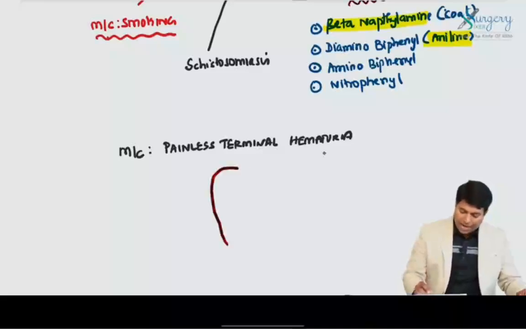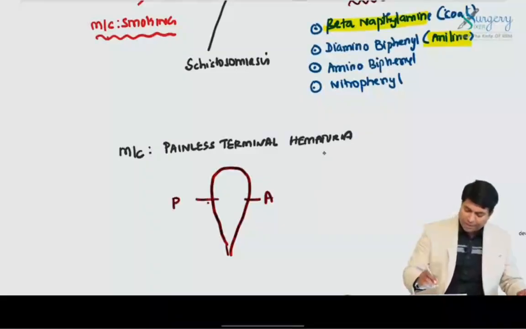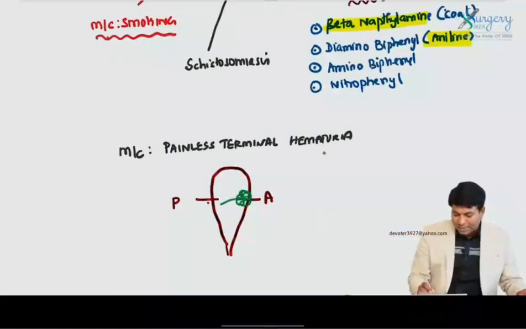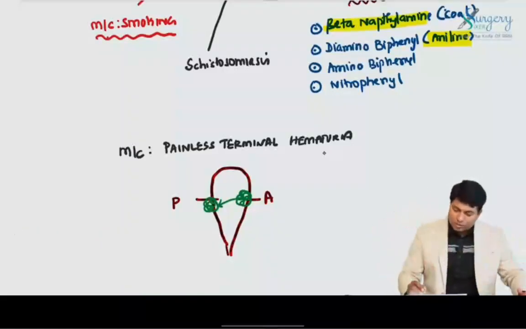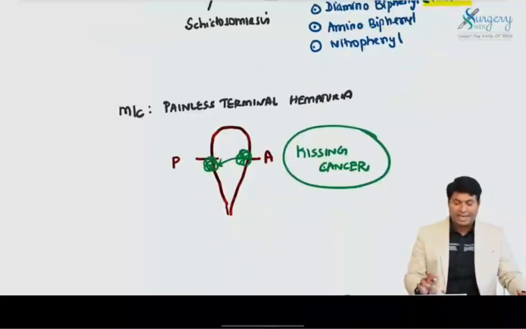Many times, if this is the anterior bladder wall and this is the posterior bladder wall, and there is a cancer in the anterior wall, due to constant rubbing it can also cause cancer in the posterior wall. When the cancer spreads from the anterior wall to the posterior wall by rubbing, this is known as kissing cancer. Please don't forget, kissing cancer is a feature of bladder cancer.